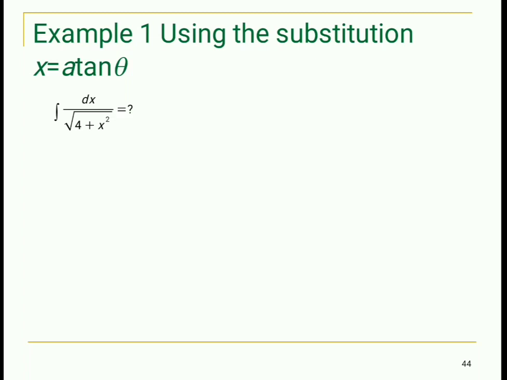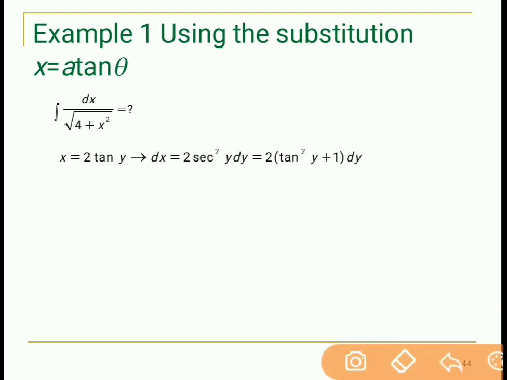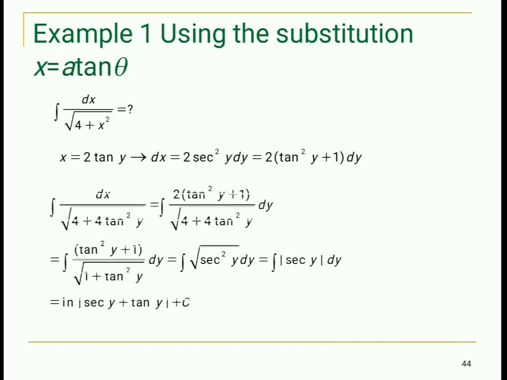Now this bottom term is of the form under root a square plus x square. So in this case, you will substitute x equal to a tan theta. So x is equal to a tan y. Okay, instead of theta, we have considered the variable y. If x is equal to 2 tan y, then dx will be equal to 2 sec square y into dy. And sec square y will be converted into tan square y plus 1, using the identity sec square x minus tan square x is equal to 1. So sec square y can be converted into tan square y plus 1.